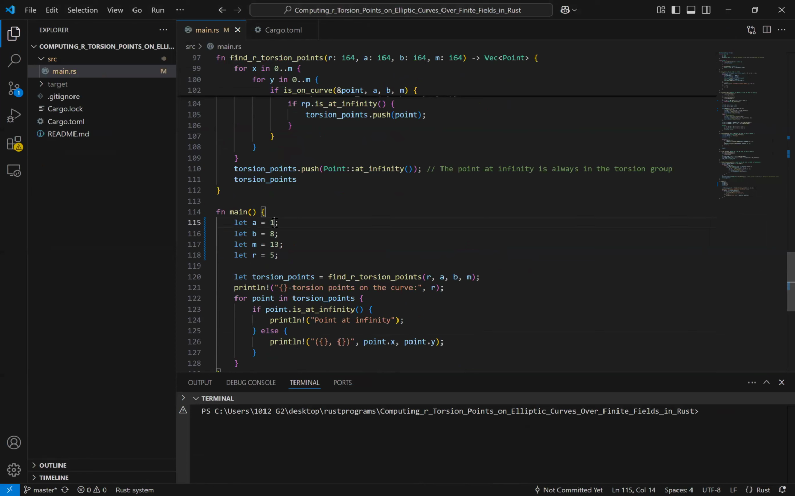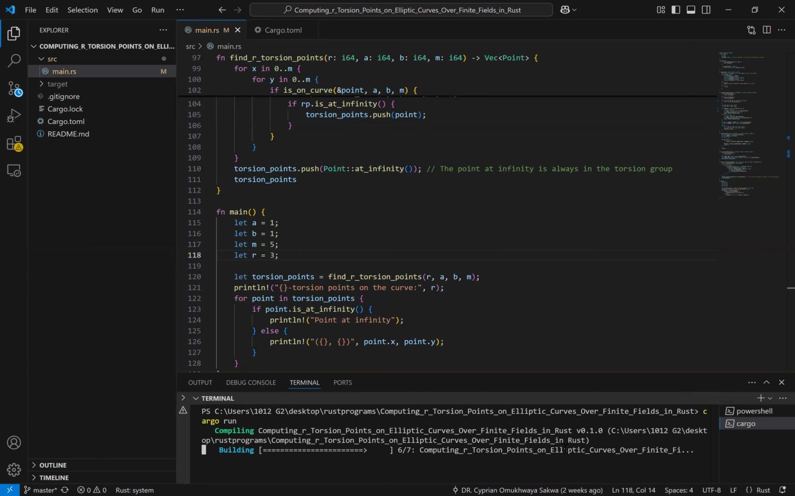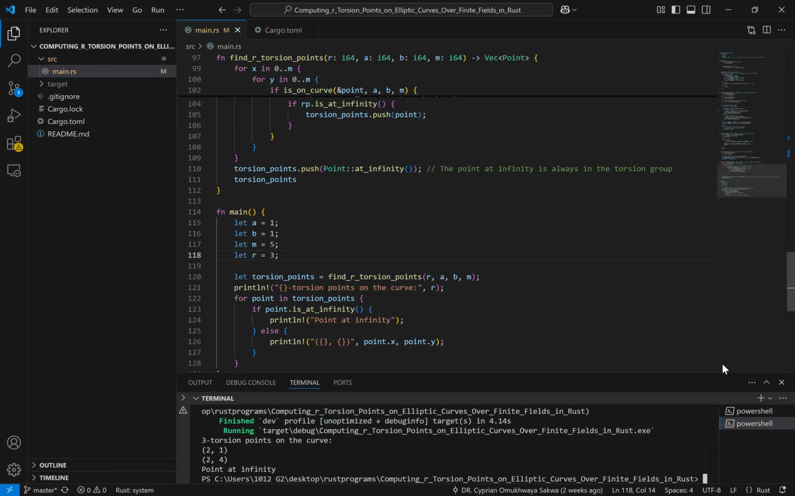A value is 1, B value is 1, and then our mod was 5, and our R was 3. Then we know that it must give us 3 points, because we're talking of 3 torsion. 3 torsion means to get 3 coordinates. Yeah, it has done that.